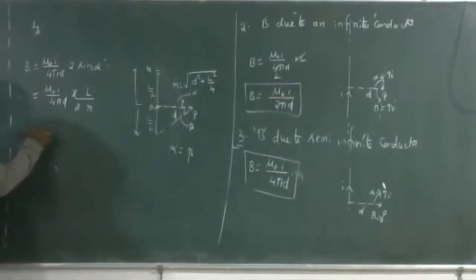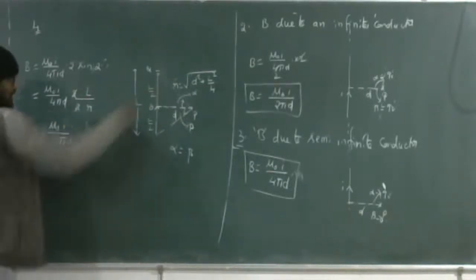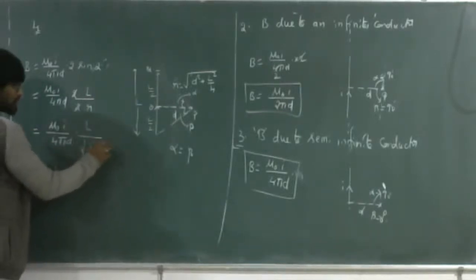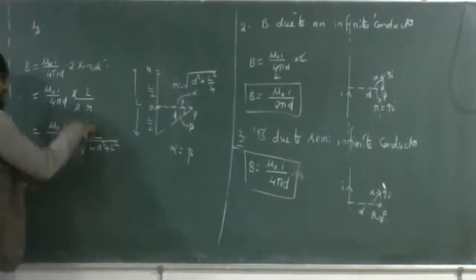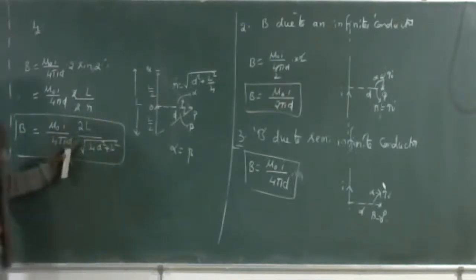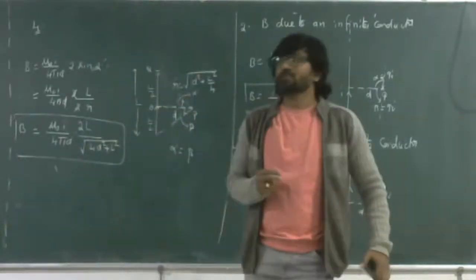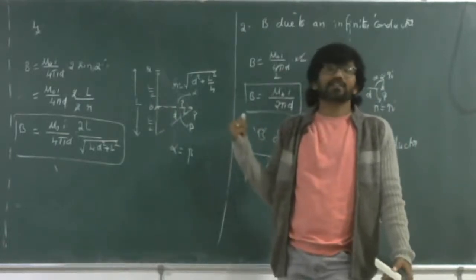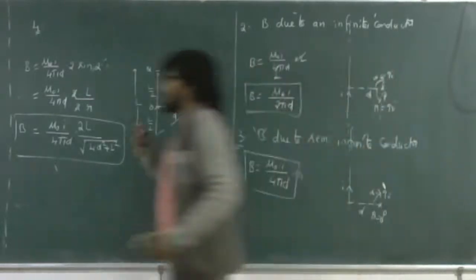If not, further you can write it as mu naught I by 4 pi d into L by r, which is nothing but square root of d square plus L square by 4, or under root of 4d square plus L square by root 4, which becomes 2. The 2 can bring here. This will be the magnetic field due to this kind of conductor. Is it clear? These are a few simple special cases of magnetic field due to a straight current carrying conductor: infinite conductor, semi-infinite conductor, finite conductor.